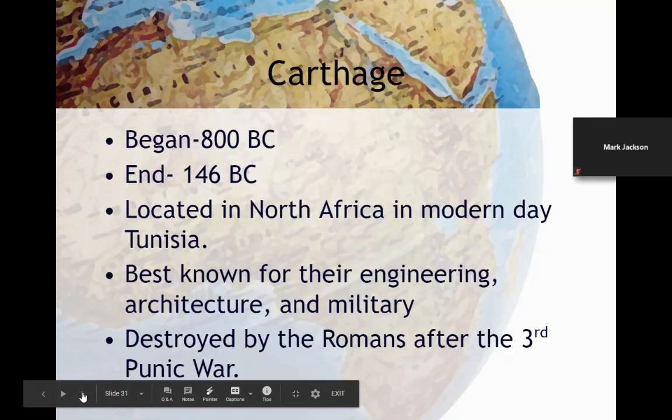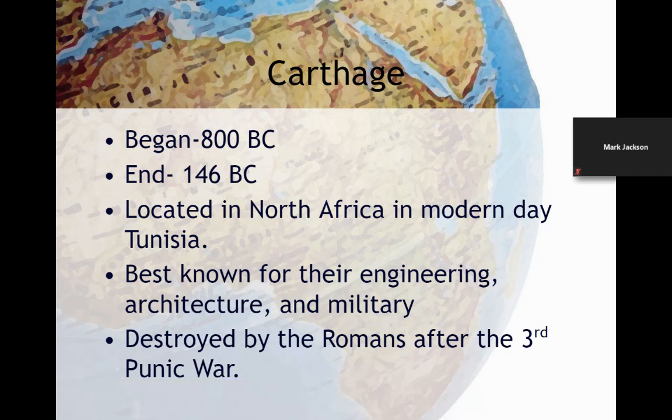Now we're going to shift to North Africa. Carthage, probably one of my favorites. It began in the year 800 and ended in the year 146. They were located in North Africa, in modern-day Tunisia. They are best known for their engineering, architecture, and military. They were finally destroyed by Rome in the Third Punic War.